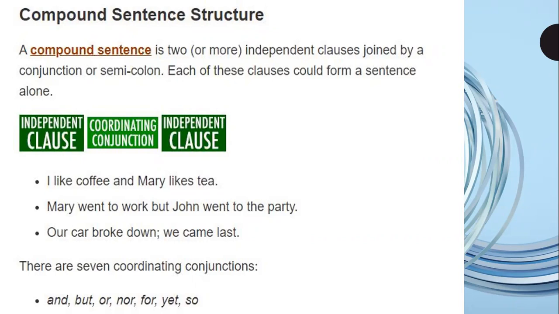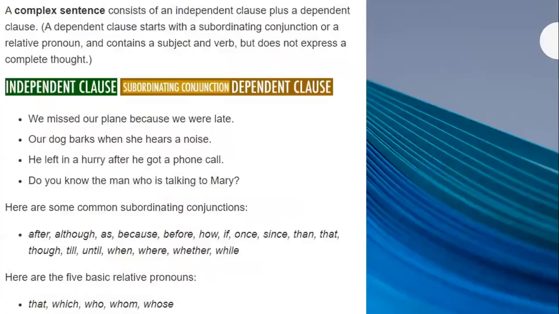There are seven coordinating conjunctions. And this is again where I'd play Conjunction Junction: and, but, or, nor, for, yet, so. Those are important. We use and, but, or, but you can also use more: for, yet, so. It just makes your sentences more unique, more filled, more scholarly, shall we say.